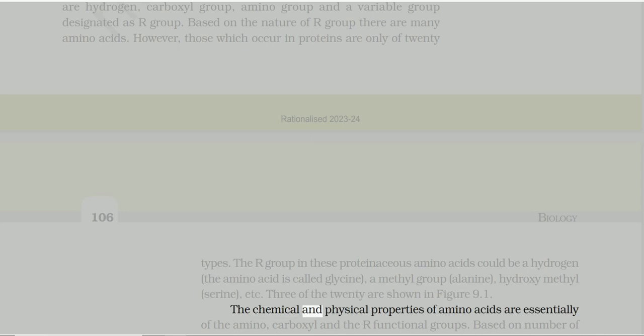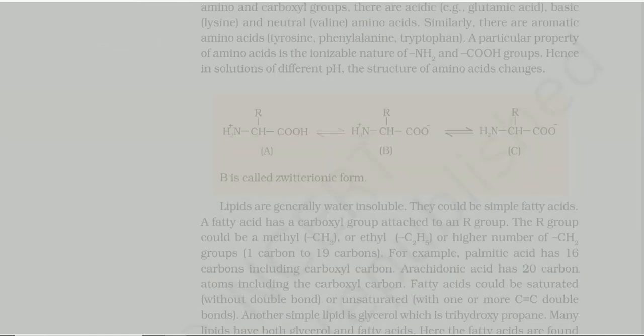The chemical and physical properties of amino acids are essentially of the amino, carboxyl and the R functional groups. Based on the number of amino and carboxyl groups, there are acidic (e.g., glutamic acid), basic (lysine), and neutral (valine) amino acids. Similarly, there are aromatic amino acids: tyrosine, phenylalanine, tryptophan.